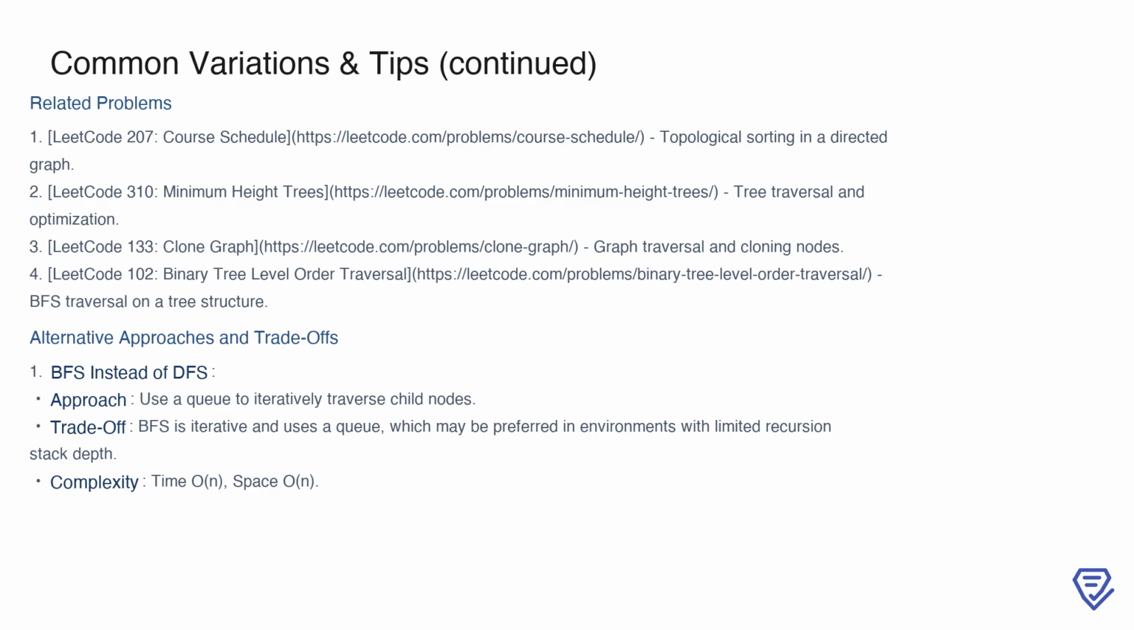As for alternative approaches, you might consider using BFS instead of DFS. In this method, a queue is used to iteratively traverse child nodes. BFS can be advantageous in environments with limited recursion stack depth, offering a more iterative approach. The time and space complexity remain at O(n), but the choice between BFS and DFS often depends on the problem constraints and your implementation preferences.